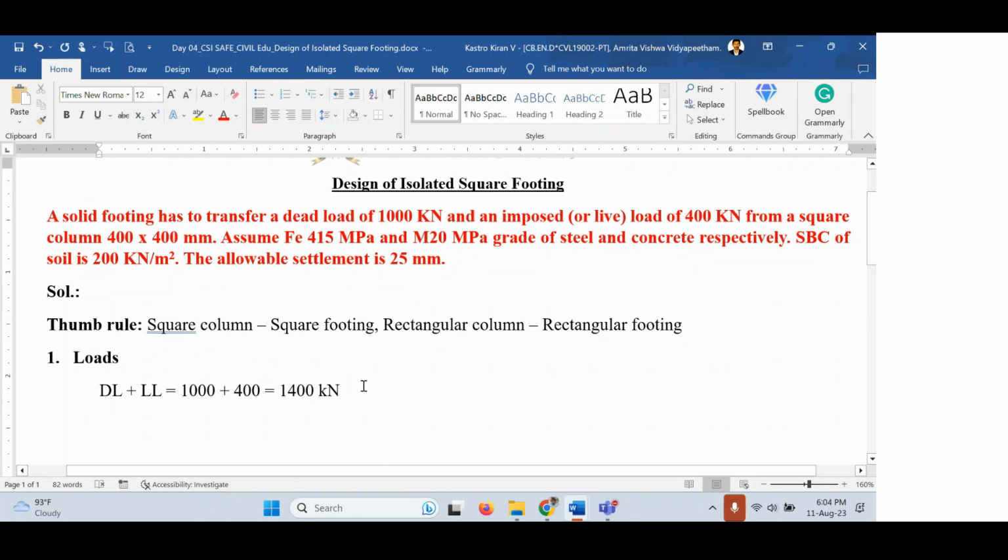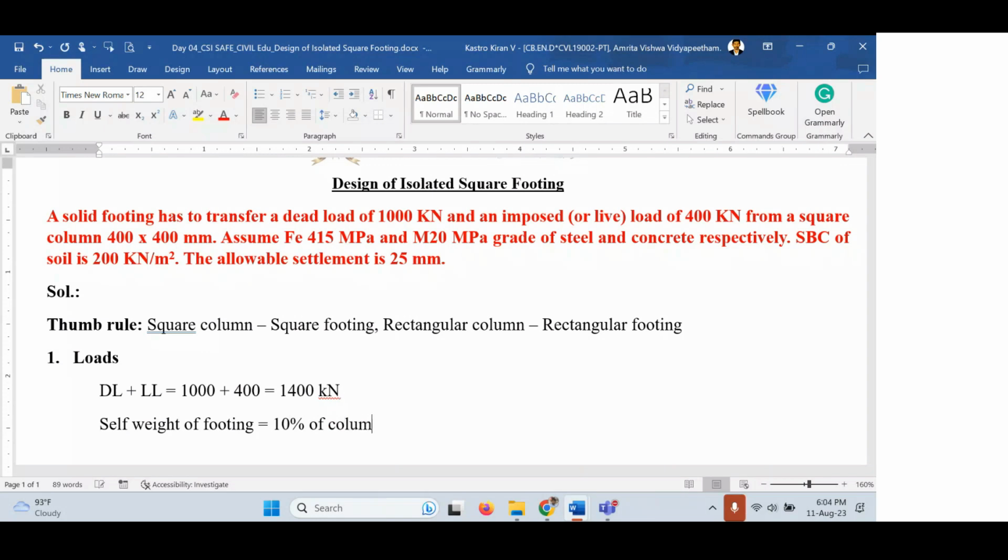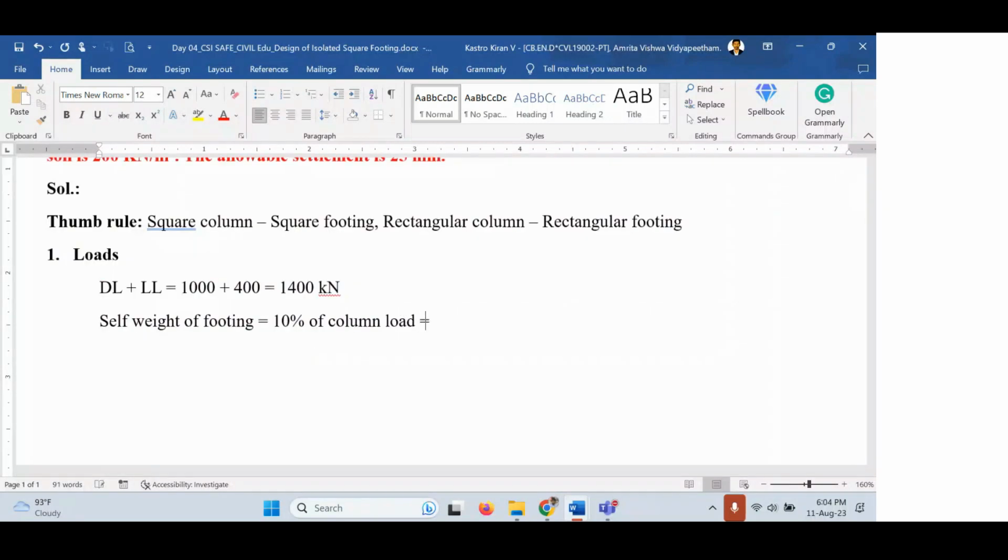Now we need the self weight of footing. So how to calculate the self weight of footing? Self weight of footing equals 10% of column load. Whatever the load that is coming from the column, 10% of it has to be considered as self weight of footing. So that equals 10% of the column load, which is 1400 kilonewtons. That equals 140 kilonewtons. So this is the amount of self weight of footing.